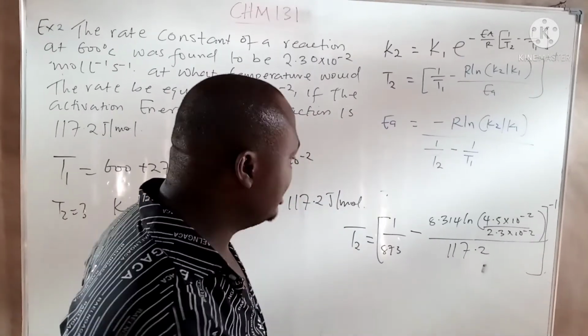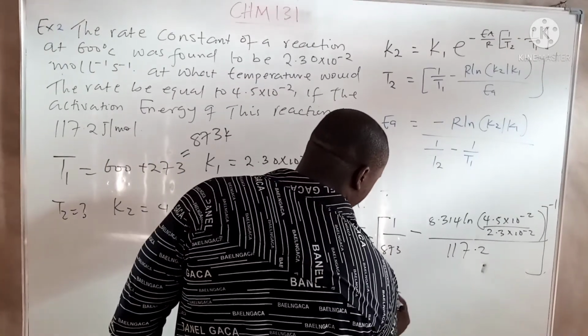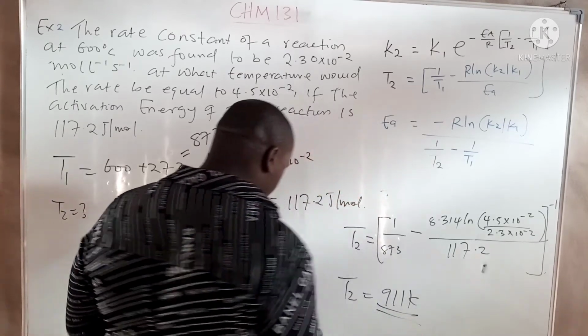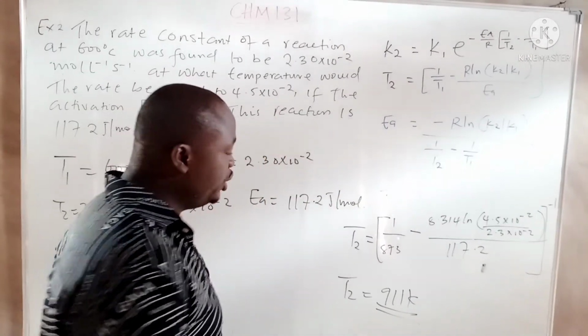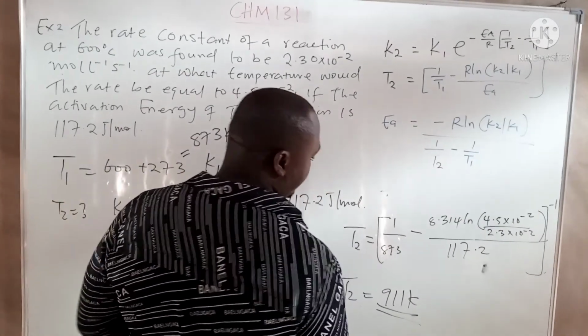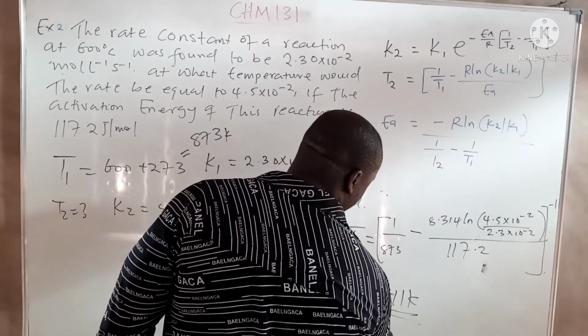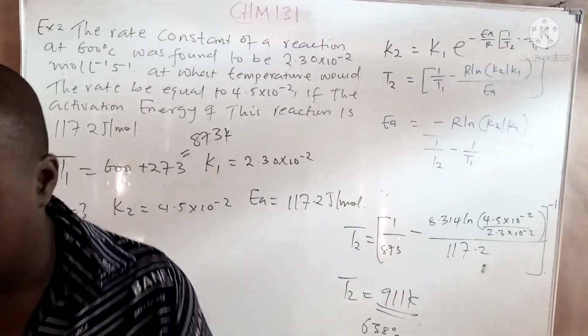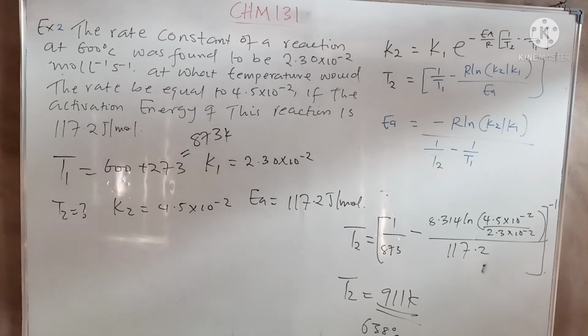And if you punch it in your calculator very well, your T2 is going to be 911 Kelvin. Now you can still convert it to centigrade if you want. All you need to do is minus 273 from the answer, and you should get about 638 degrees centigrade. So know this very well, and that is it for this question. Please be conversant with what I just did. Remember, I said raise your answer after punching that bracket to minus 1 when you are trying to calculate your T2.